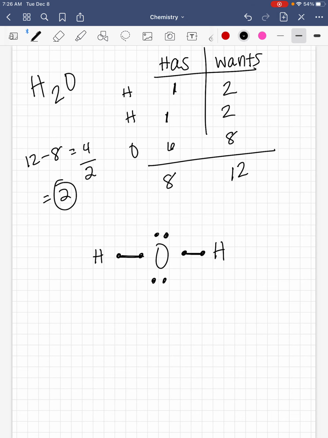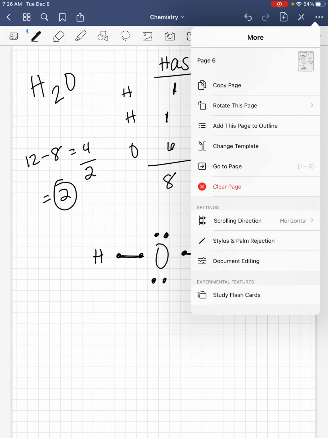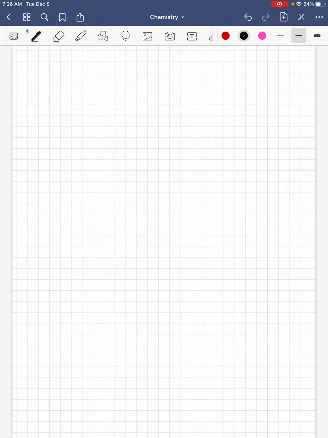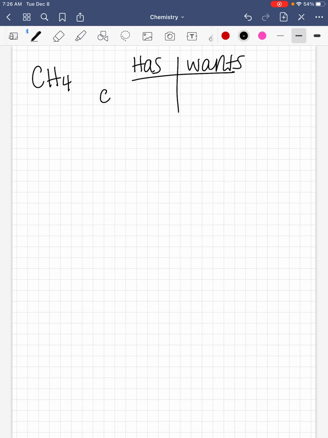Okay, that one was simple enough. Let's do the next one. So the next one is CH4. So here you have 1 carbon and 4 hydrogens. So I like to write them out. For the hydrogens, because there's so many of them, instead of writing them out, I'm just going to multiply them, but know that what I'm doing is because there's 4 of them.